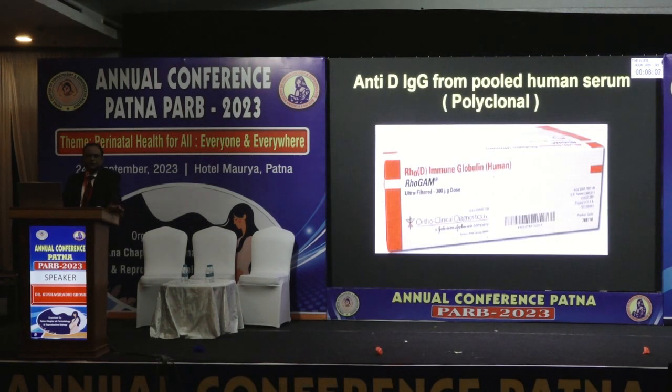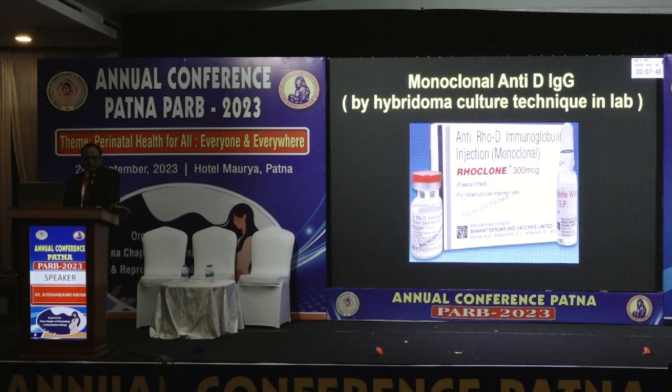The polyclonal anti-D, you must have heard this trade name. This was produced from pooled human sera from different individuals. It used to carry lots of allergic reactions and also a chance of infection. So it is not available anymore. The next came this particular medicine, which is made by hybridoma culture, a technique in the lab where it is semi-synthetically produced with hybridoma technology, with a hamster egg, etc. There is much less batch-to-batch variability, it is more consistent, and there is less chance of reaction.